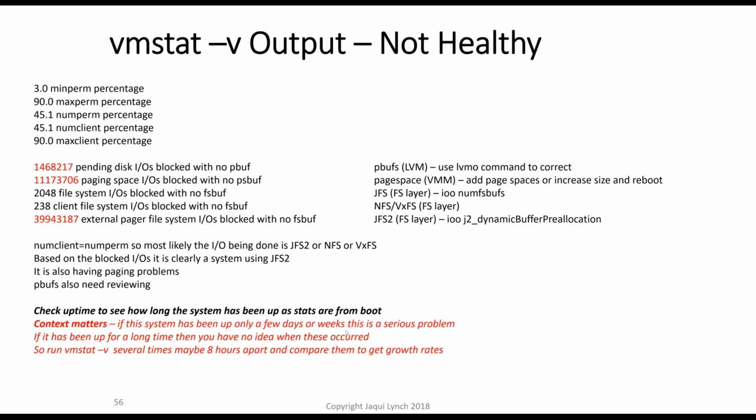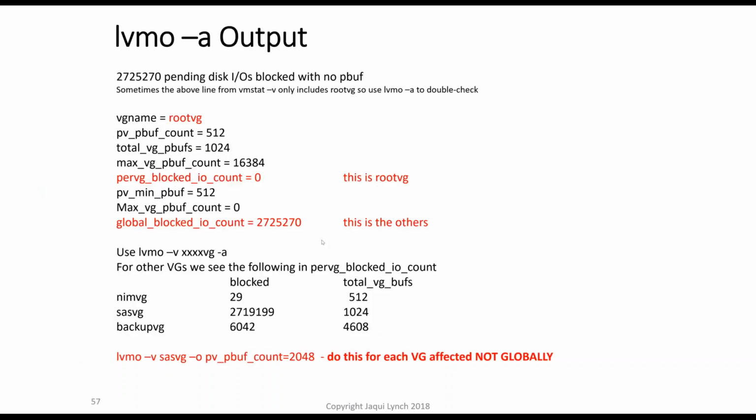In this case, you have to look at how long the system's been up. If it's been up for 2 years, you have no idea when this happened. If it's been up for a week, then I wouldn't like these numbers. So I'd run the vmstat -v in the morning, and maybe 3, 4, 8 hours later, I'd run it again and see if I've got a rate change going on. And then I would fix them.